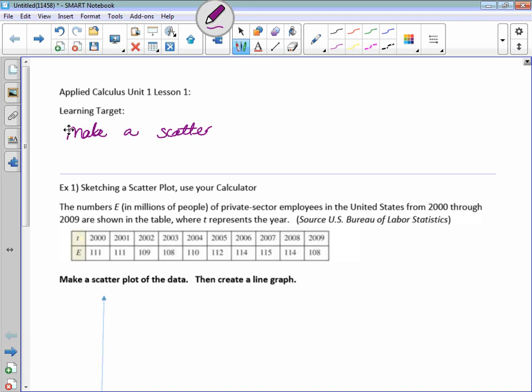I'll go smoother eventually. All right, we're making a scatter plot and a regression line.